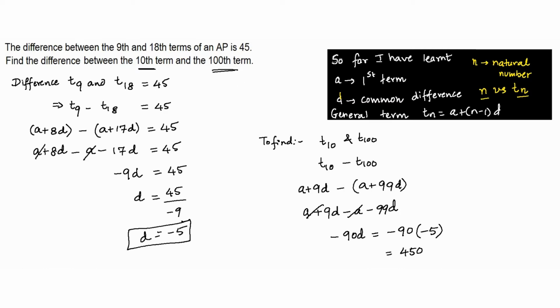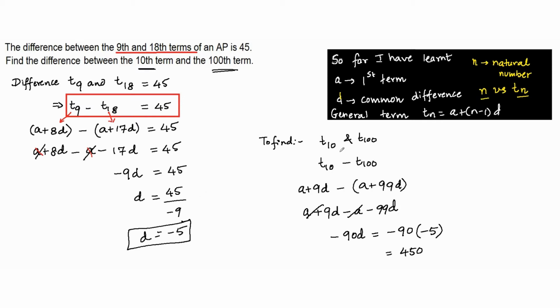So just to explain this one more time, it was given that the difference between the 9th and 18th term, that is T9 minus T18, was basically 45. I simply use the substitution for T9. So T9 is going to be A plus 8D and T18 is going to be A plus 17D. This difference was equal to 45, which meant that D was minus 5. A cancelled from the left hand side, and that is why D was negative 5.